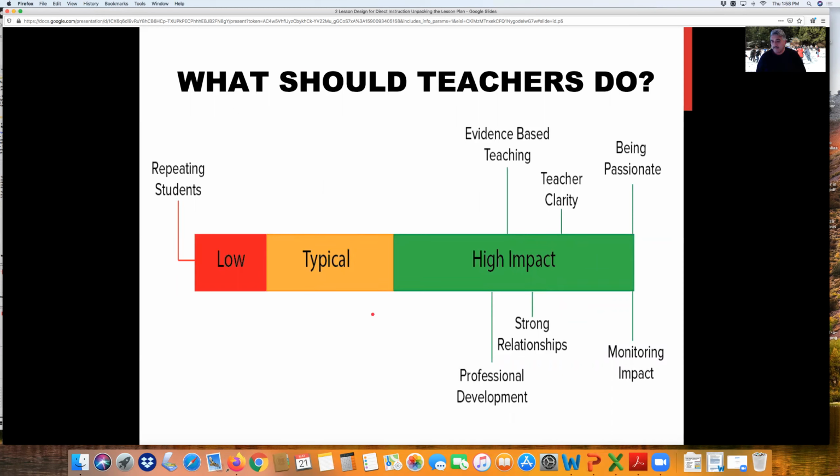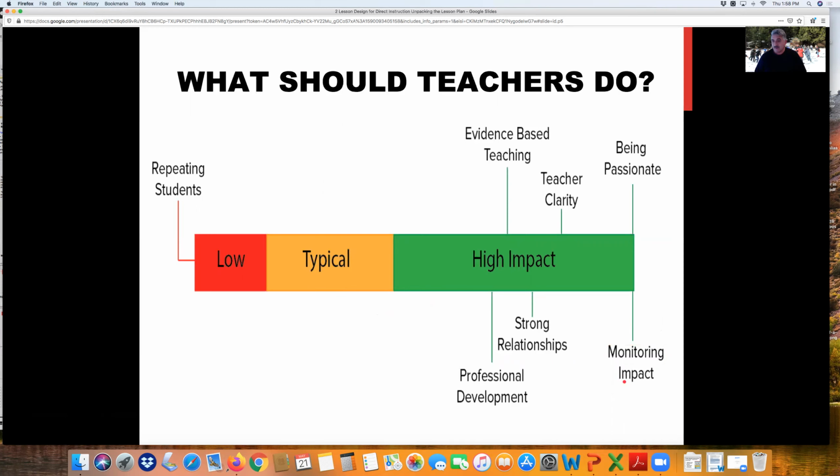It's more of an attitude. It's not an easy thing to teach. It's an intangible. Many times the intangible things that we do are the things that impact learning the most, and being passionate is one of them. Monitoring impact, checking for understanding, the formative assessments that we use is also at the very top.